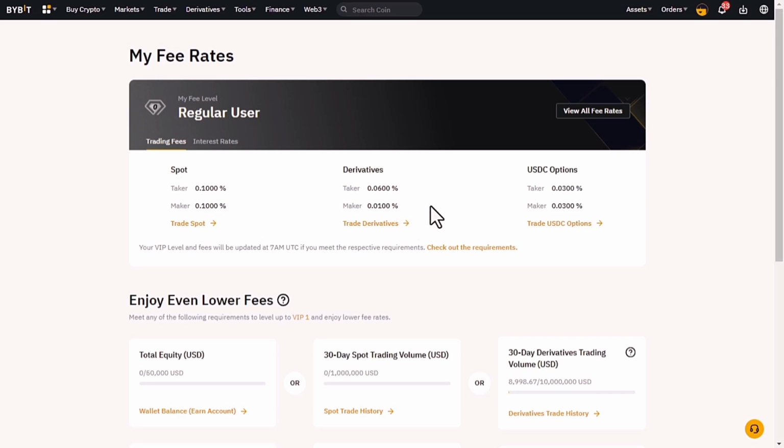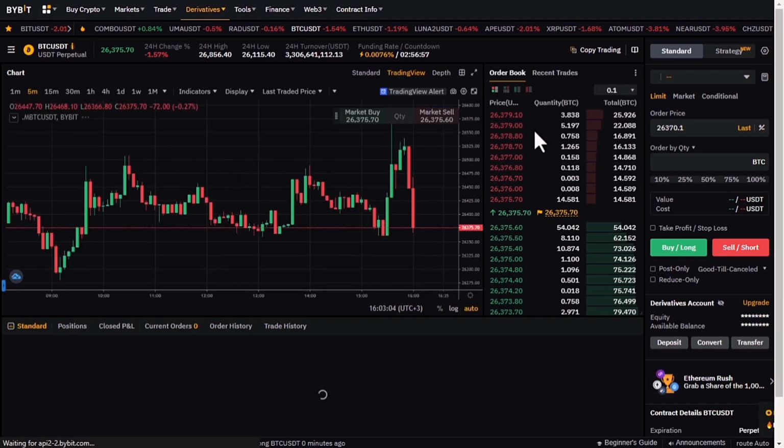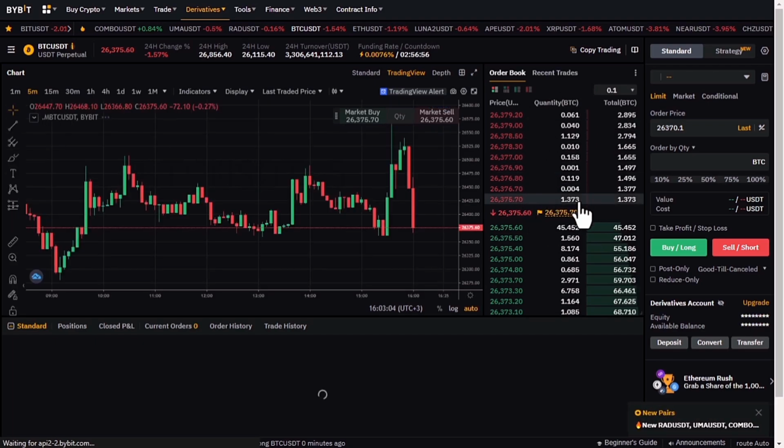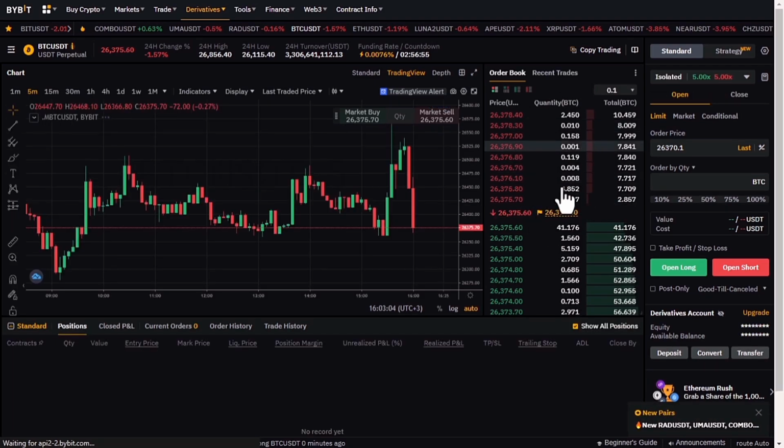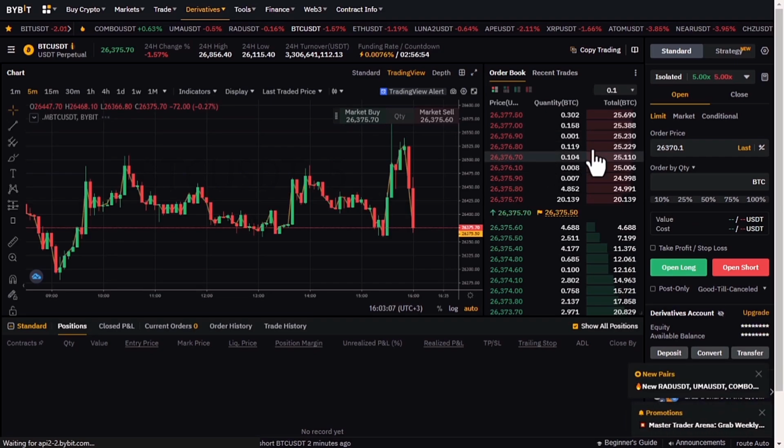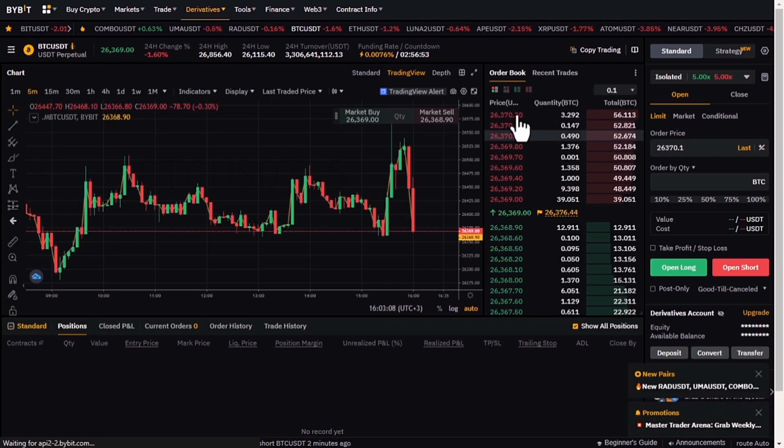Let's get back to our chart and I'm going to explain it to you. It's really simple. I can remember when I wanted to learn myself how to trade, so many people made it so complicated. I was so confused. What is maker? What is taker? It's really simple.